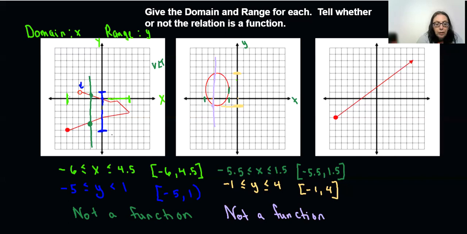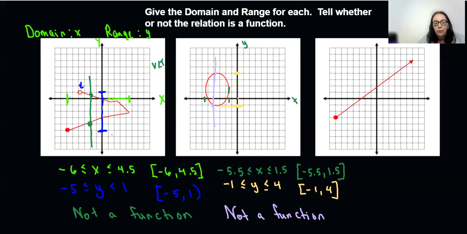So when I go from -5.5 to 1.5, that's including everything in between there. So when you're talking about a graph like these, then you just list it as an interval. But if it's specific dots on a graph, then you've got to list the X values and the Y values. All right, let's take a look at our last graph here.